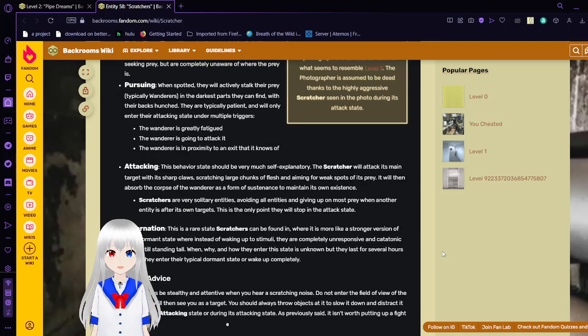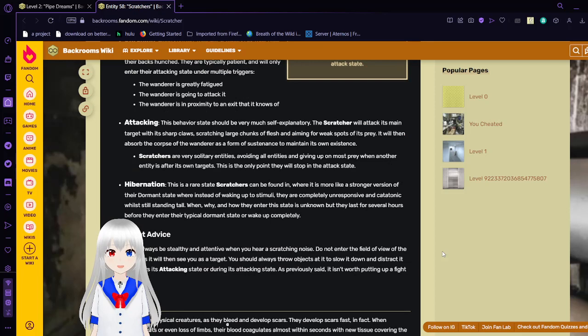Attacking. This behavior state should be very much self-explanatory. The scratcher will attack its main target with its sharp claws, scratching large chunks of flesh and aiming for weak spots of its prey, while then absorbing the corpse of the wanderer as a form of sustenance to maintain its own existence. Scratchers are very solitary entities, avoiding all entities and giving up on most prey when another entity is after its own targets. This is the only point they will stop in the attack state.